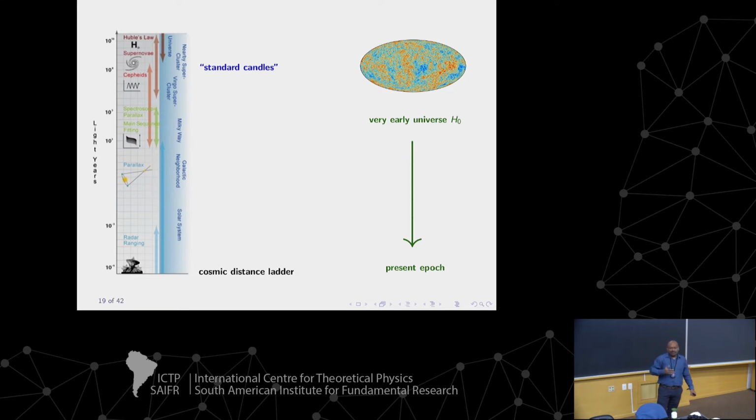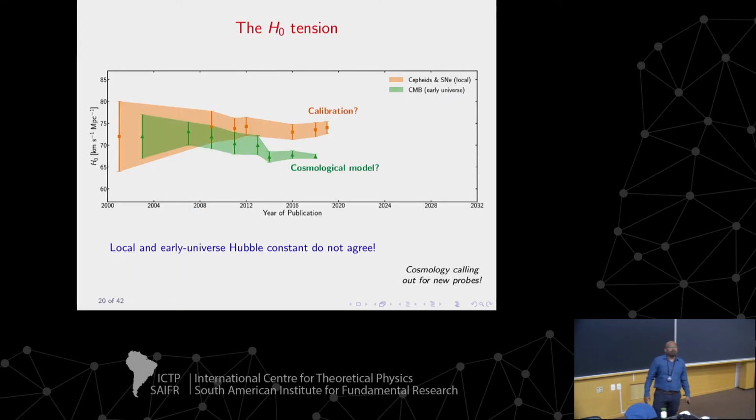One would imagine that these two values of the Hubble constant would agree. However, as experiments have become more and more precise over the past decade, the Hubble constant from nearby observations and the Hubble constant from cosmological observations have started to disagree. And this disagreement has increased to something around 5 sigma in the recent years. So in some sense, cosmology is calling out for new probes, and gravitational waves is a new probe that can provide insight into this Hubble tension.